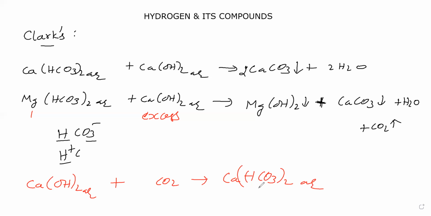Therefore, this Clark's method is used for removing temporary hardness. But the condition is we have to add a calculated quantity of milk of lime. Milk of lime should not be remaining, should not be in excess. If milk of lime is in excess, again we will get temporary hardness. Okay, next method we will see.